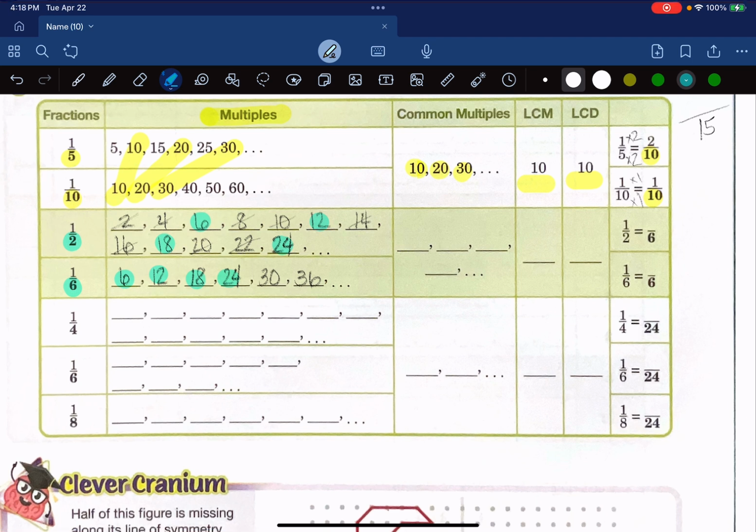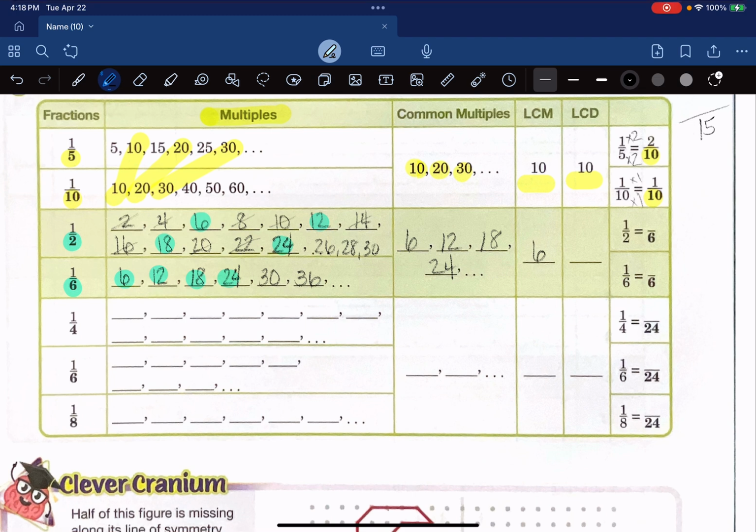But would that work if I kept going with my 2s? 24, 26, 28, 30. So yes, 30 would have been a match if we would have kept going. But we have enough. So now I'm going to copy those down in order. It's important to do it in order so you can see which one is your least. So we wrote 6, 12, 18, and 24. Which one of those is the smallest number, the least?